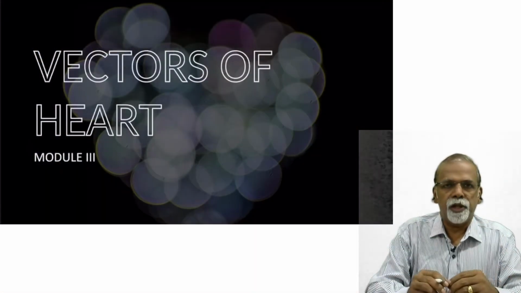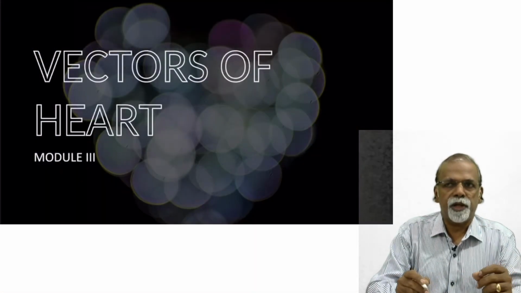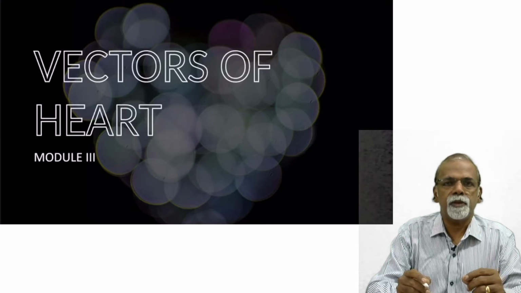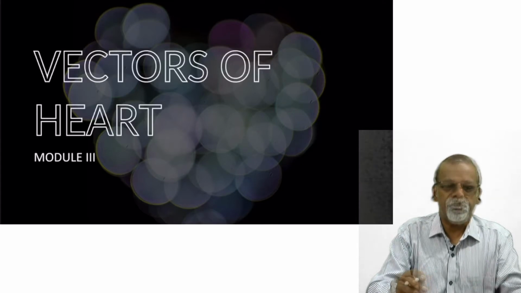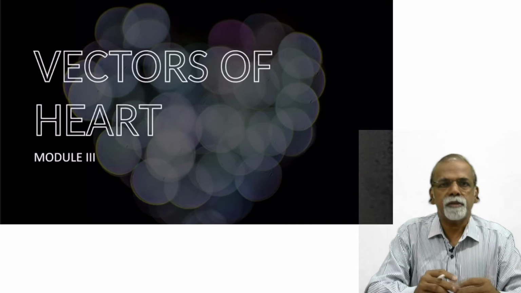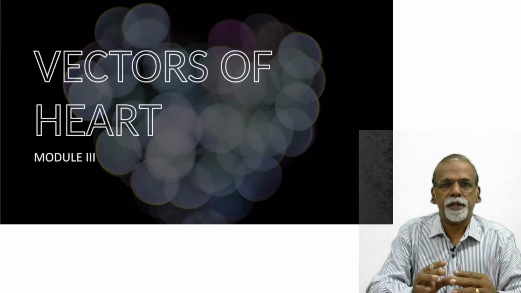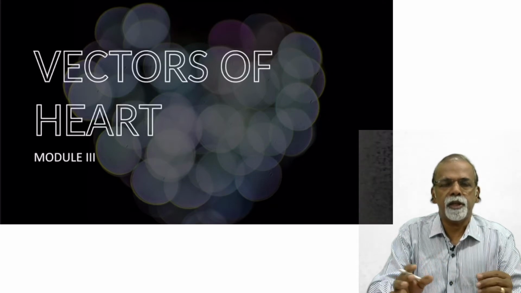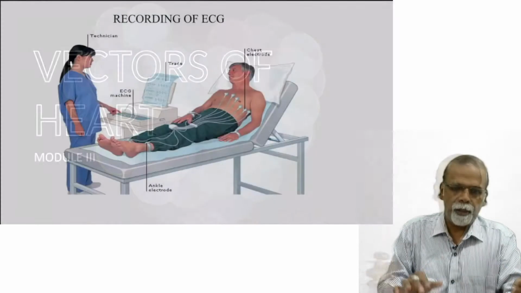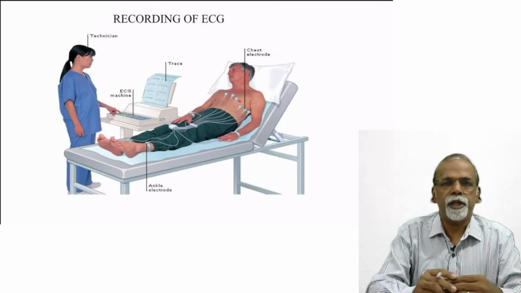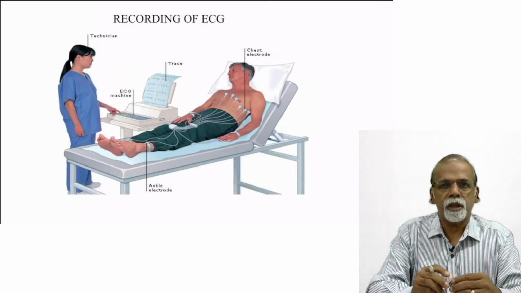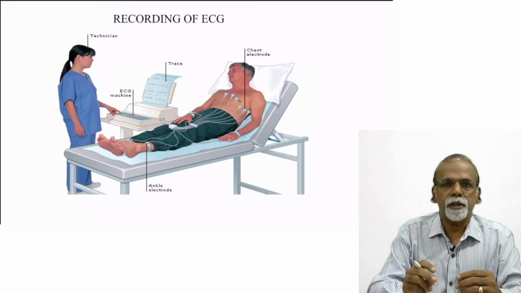Series. Today we are going to discuss the vectors of the heart, especially the QRS vector. What do you mean by vector of the heart? It is the sum total of the direction and magnitude of the electrical activity of the heart. In the last class, we discussed the conducting system, the lead systems, and the normal waves and intervals.